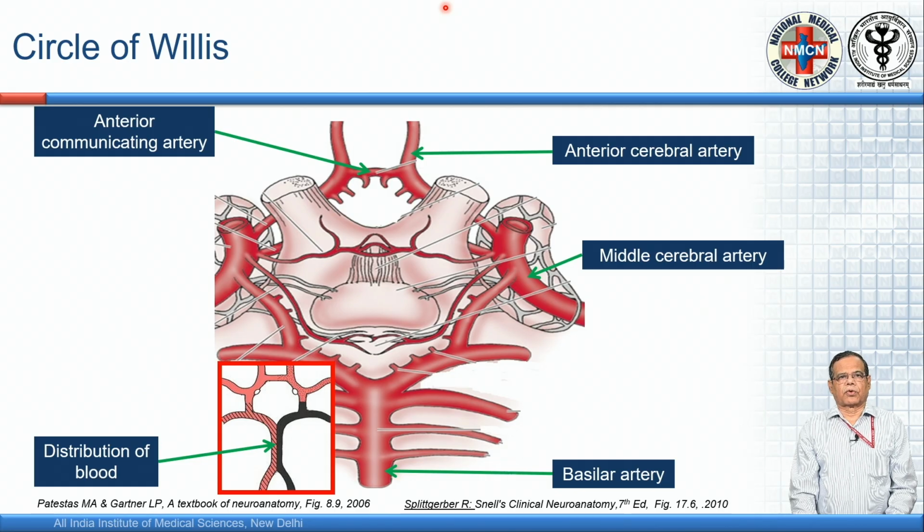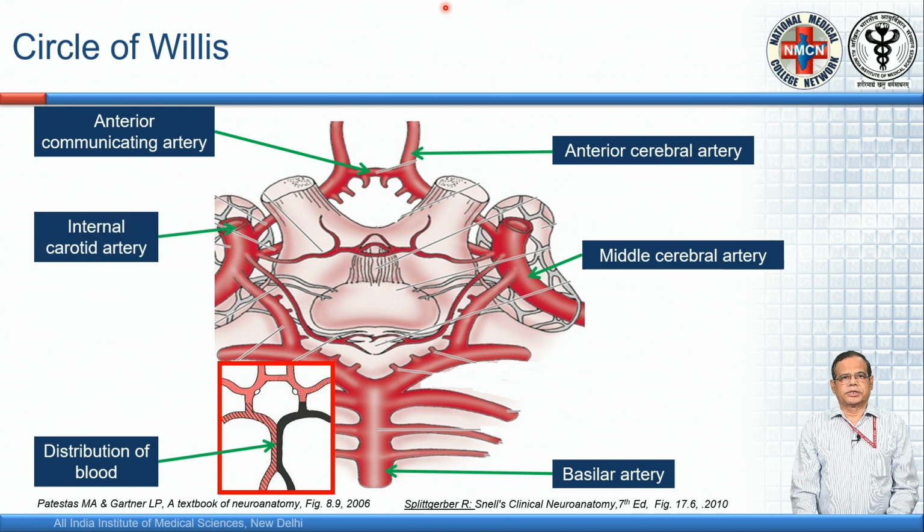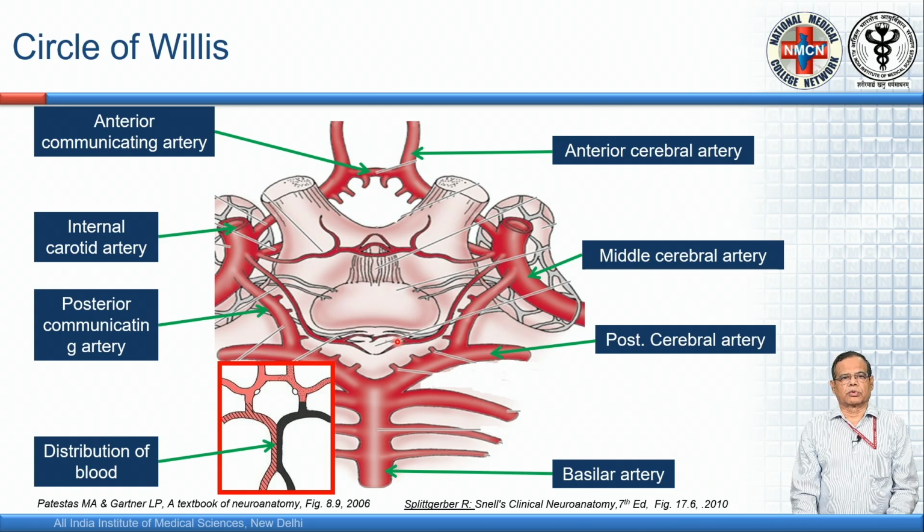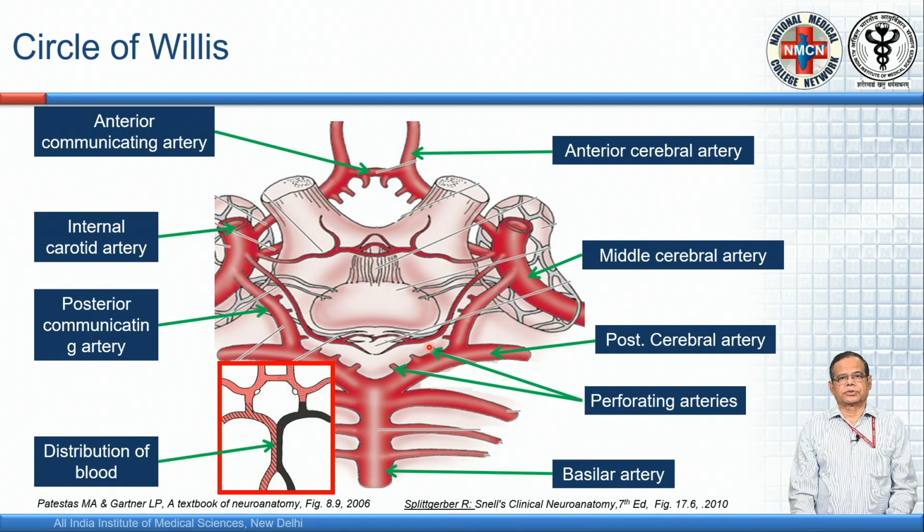Anteriorly, it is formed by the anterior communicating artery which joins the two anterior cerebral arteries. Laterally, it is formed by the internal carotid artery. Posteriorly, it is formed by the posterior cerebral artery, and posterolaterally, by the posterior communicating artery. It gives perforating branches which enter the brain and supply important structures like the internal capsule and the different nuclei of the brain.